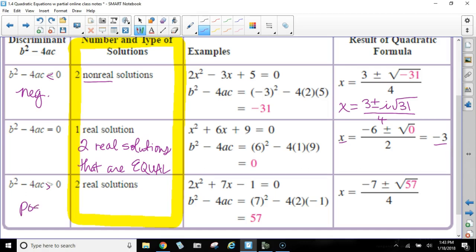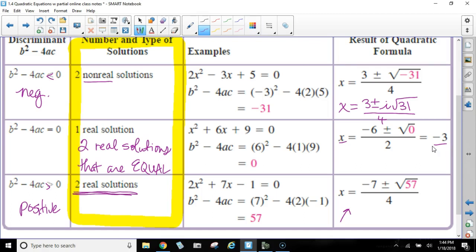Now, when you have the discriminant, b squared minus 4ac is greater than 0, that means you have some type of positive for your discriminant. And we're going to get two different real numbered solutions, okay, that are not equal. And we saw some examples. There's another one over here in the box.